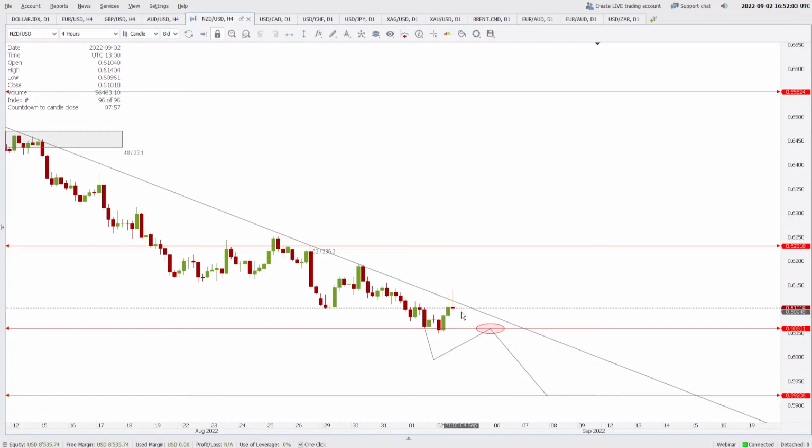So friends, answer is very quick. New Zealand dollar is still stronger pair than other counterparts. So keep an eye on this one also. Now the next target for us is 0.6060.